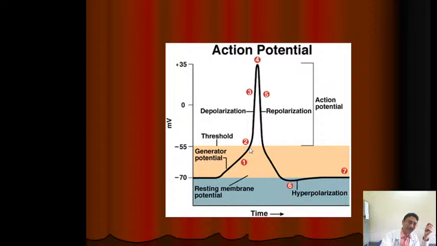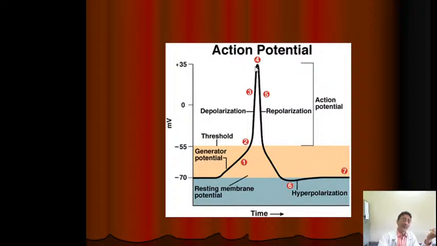Once the generator potential reaches the critical potential or the threshold potential at minus 55, hundreds of sodium channels will open up. That will cause a sudden flux of sodium ions inside, and the potential rises from minus 55 to plus 35, and that is called the depolarization phase.